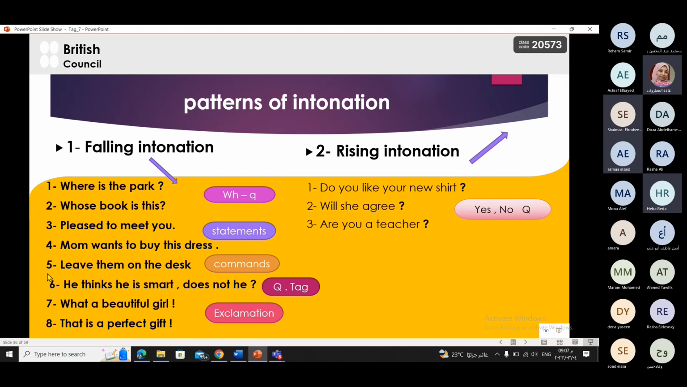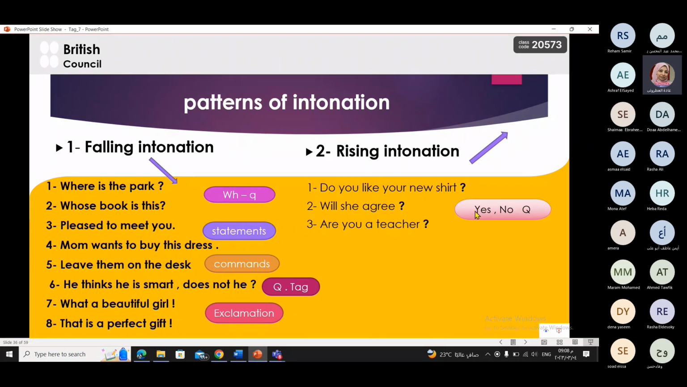Leave them on the desk. Yeah, it's a command. It's an order. It's an imperative sentence. Leave them on the desk. Right? Question tag: He thinks he is smart, doesn't he? Because I don't want to have an answer here, so it goes down, right?